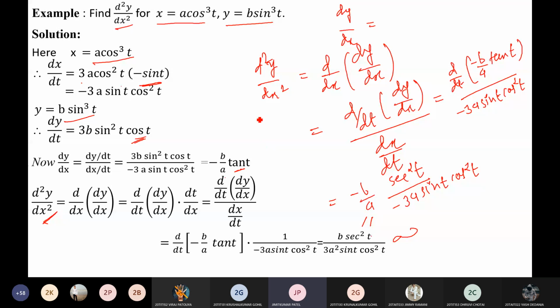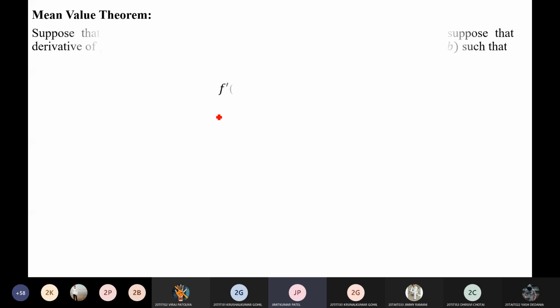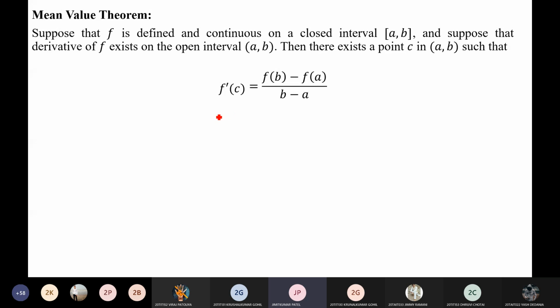Okay, then next example. No, there is no example. There is a mean value theorem. Okay, so mean value theorem itself suggests that it is mean between two values. That means if you want to find some value between two values, then you can use the mean value theorem by using the concept of continuity and differentiation.